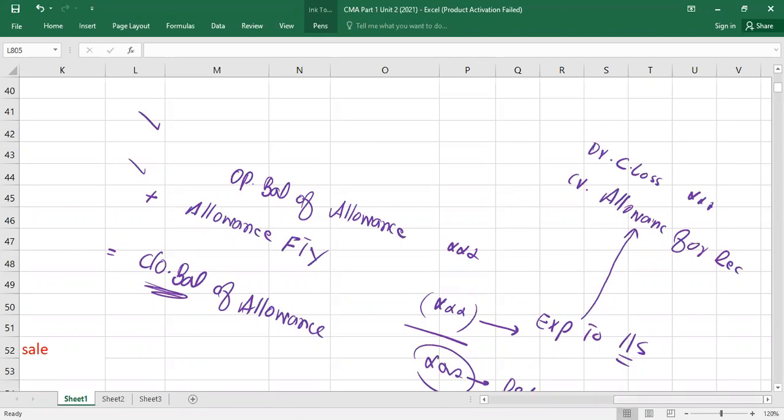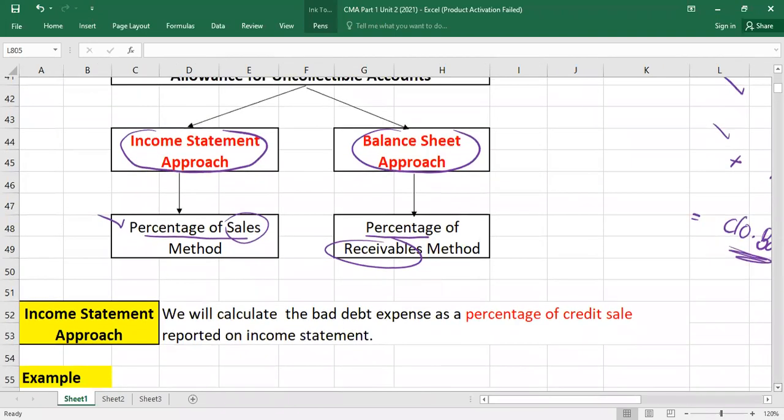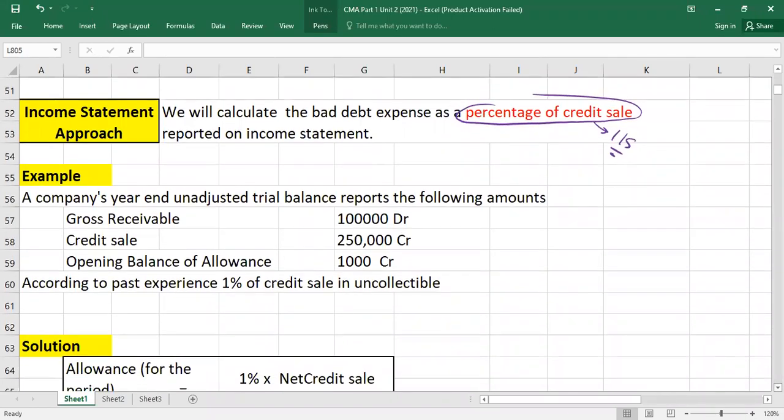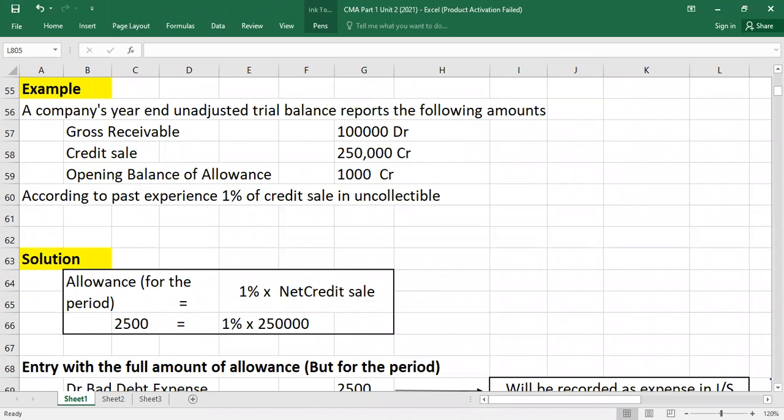I'm going to start with the income statement method first. Obviously, whenever any percentage is applicable on credit sale, for example, 20% of credit sale is not recoverable, it means it is an income statement approach, because credit sale is an item of the income statement. Okay. So how is it going to work? Let's have a look with the help of an example. So we have an example here. Please give me your concentration, and automatically you will understand easily.